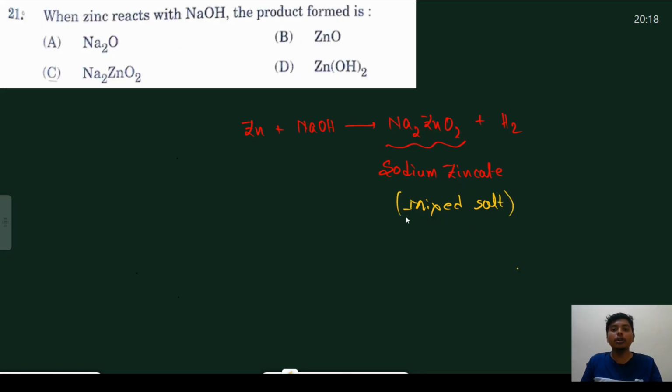There are types of salt from the acid base salt chapter, you know: mixed salt, double salt, normal salt. So this is one kind of example of mixed salt. Remember, when any d-block metal or transition metal reacts with any base, normally a strong base like NaOH or KOH, they will make a mixed salt. So option C is the correct answer.